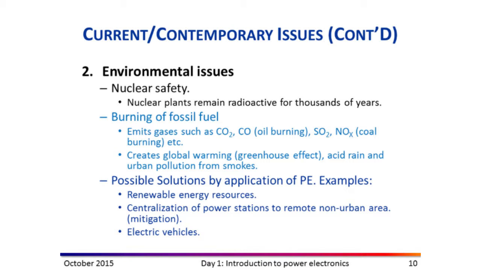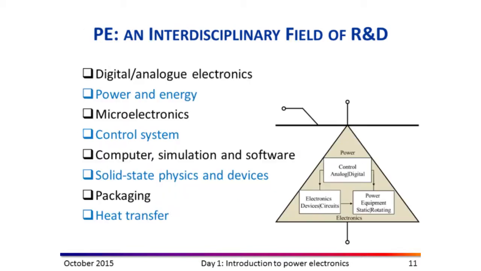But if we look at power electronics itself, it is an interdisciplinary field. I cannot say that power electronics itself can do the job. Definitely, power electronics circuits use switches, but they also need to be controlled, and they need a processor, and they need input and output. So it needs many things. For example, here, a control circuit, which could be digital or analog, and also power equipment, which could be static or rotating.